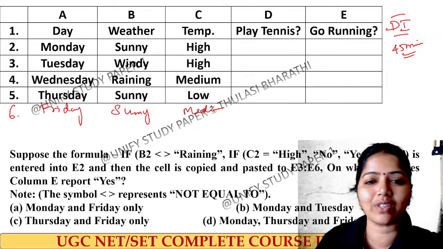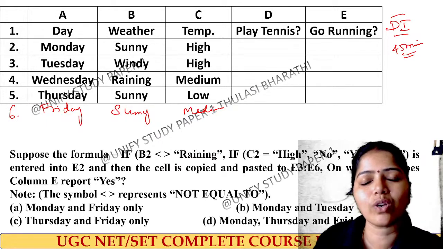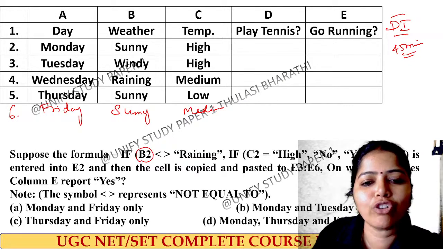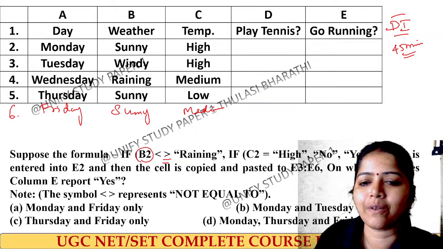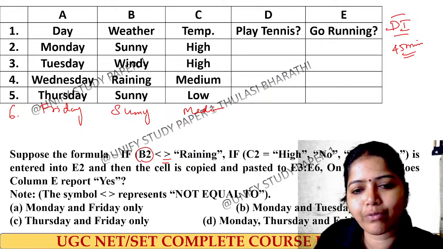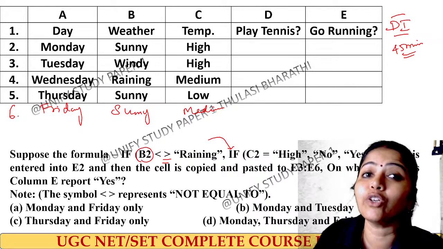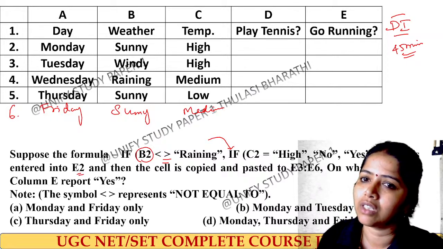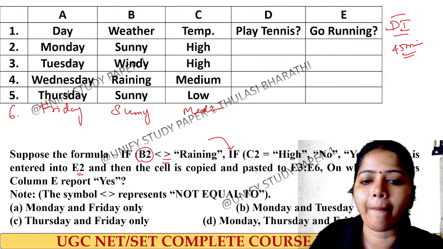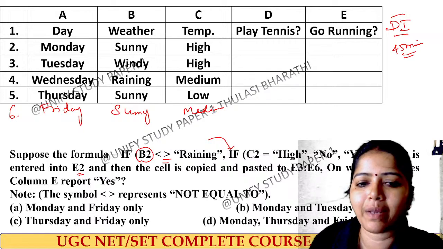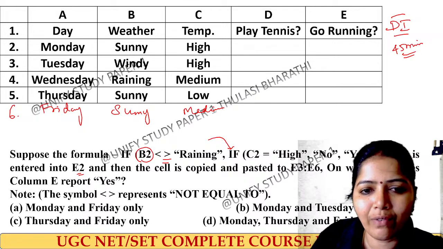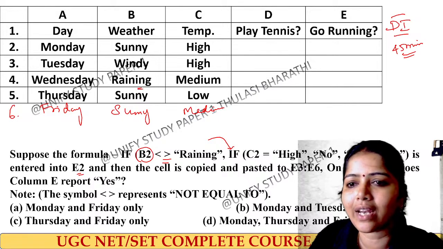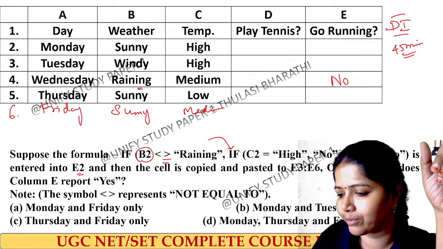The right answer for this question is also very simple. No need to strain yourself. If B2 is not equal to raining, then what do we have to do? We have to go to the inner one. If B2 is equal to rainy, just go and type no in the cell E2. So E2, this formula has been typed. If B2 is not equal to raining, so where do we have raining? We have raining here, so directly I am going and giving no here.